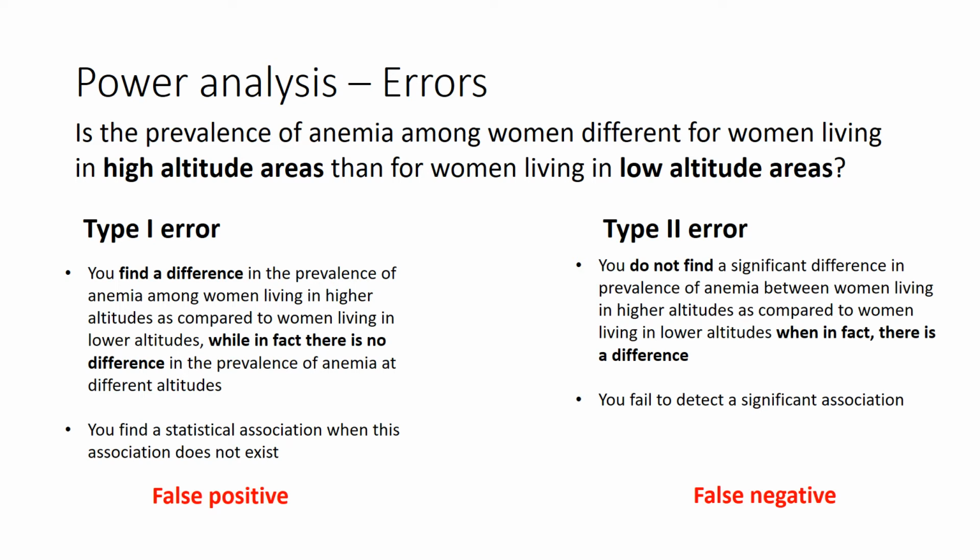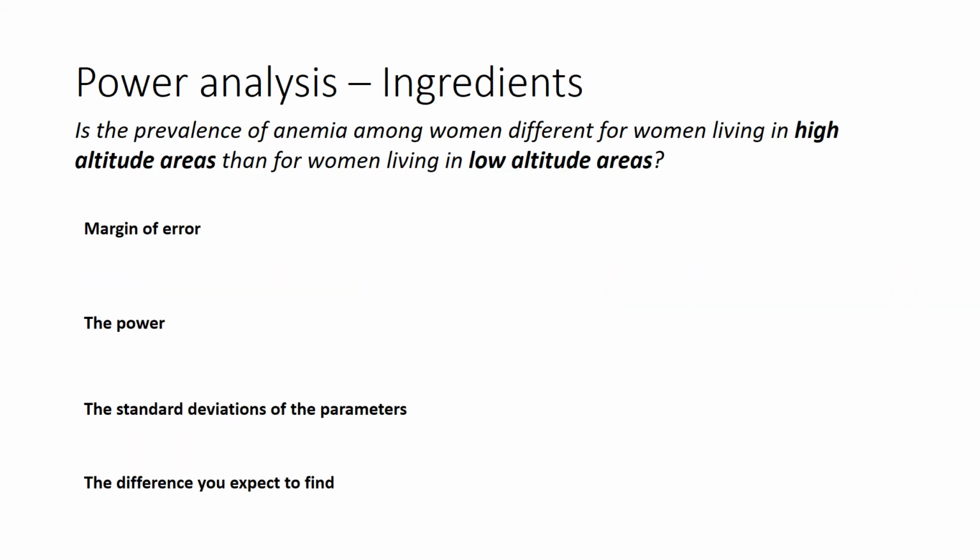We also run the risk of a type 2 error. A type 2 error occurs when we fail to find an association between the prevalence of anemia and altitude, when in reality an association exists. In this error, we fail to detect a statistically significant association. We call this a false negative. A power analysis consists of the following ingredients: the margin of error, the power of the study, the standard deviation of the parameters, and the expected difference between the groups you are comparing.